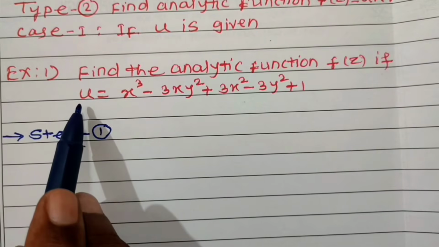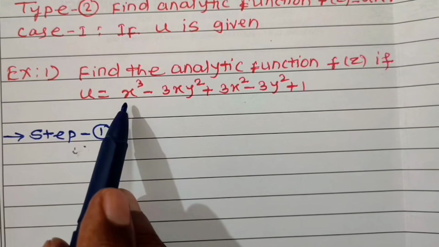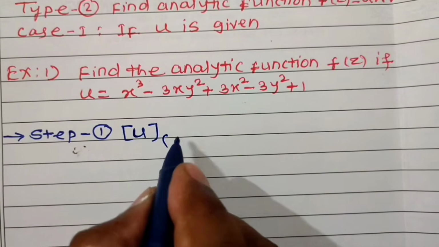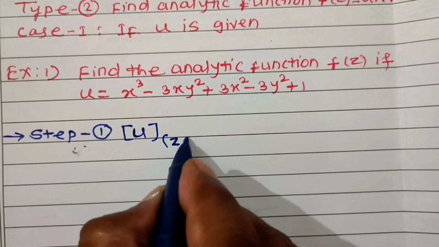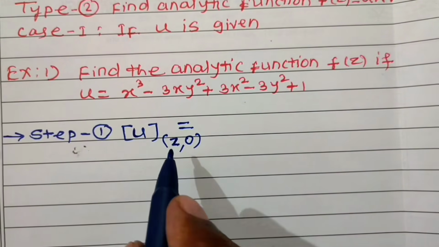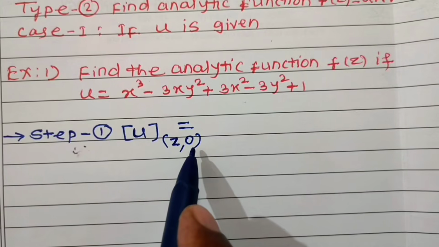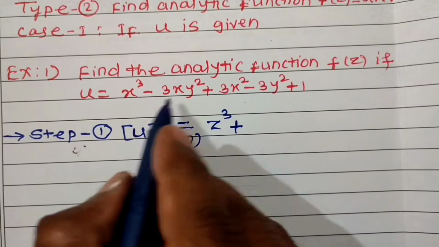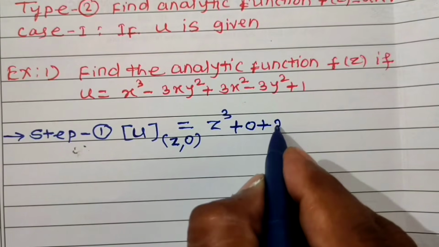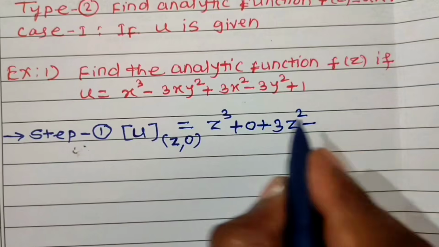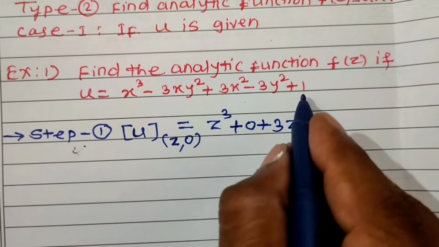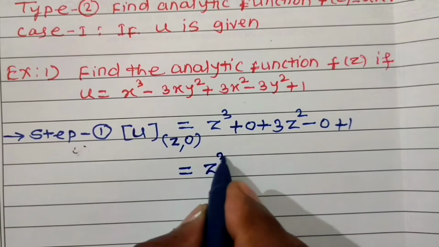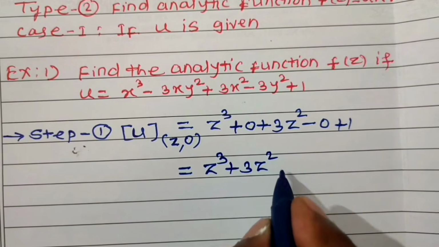Now here in given function, replace x by z and y by 0. Find u at x is equal to z and y is equal to 0. Replacing x by z and y by 0 here. So this is equal to x cube means z cube. Here this becomes 0 plus 3z square minus this also 0 and this plus 1. This is equal to z cube plus 3z square plus 1.